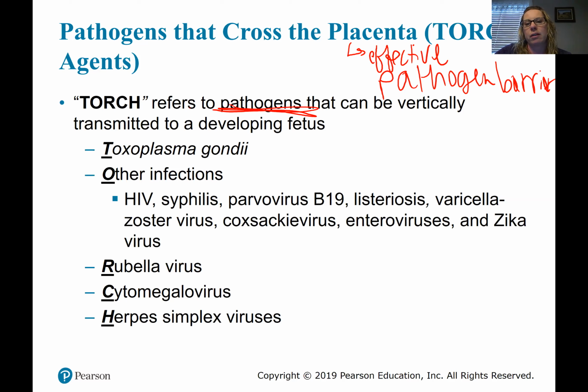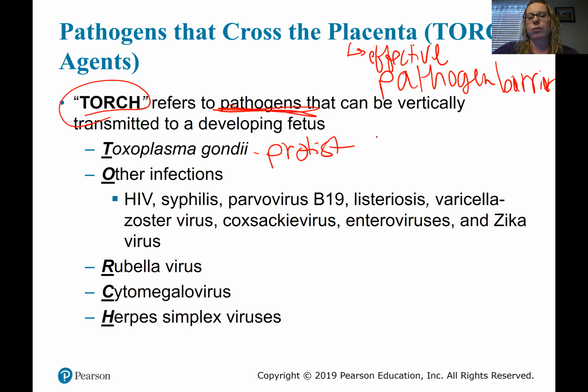And there's an acronym that they have so you can remember which organisms cross the placenta, and that is TORCH. The first one, the T, is Toxoplasma gondii. Do you guys remember which one this is? It is a protist, and it's the one found in cat feces, and it's why women that are pregnant should not handle cat feces, or maybe shouldn't handle cats at all.